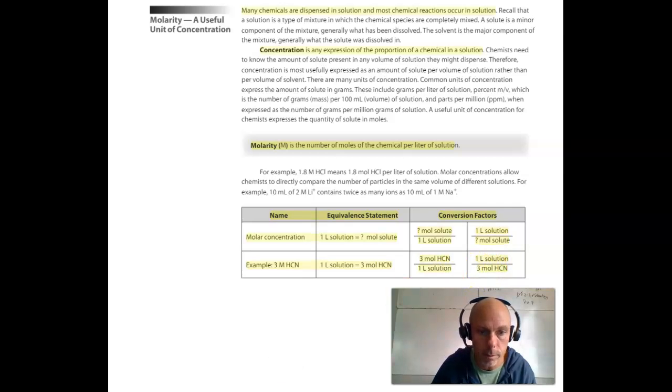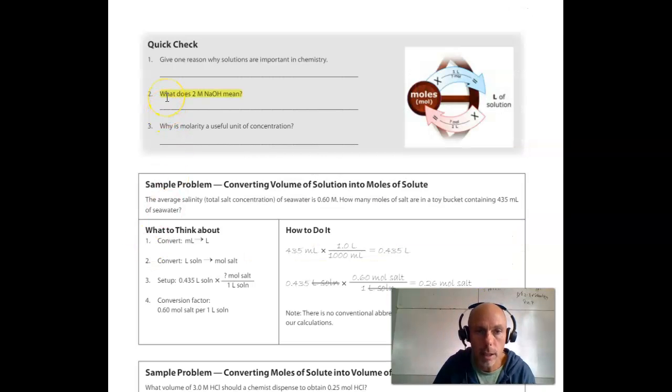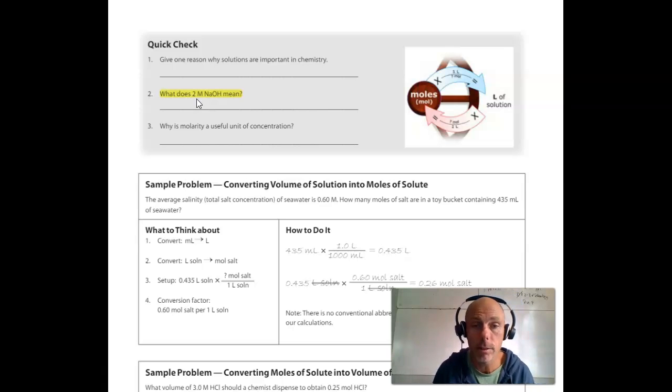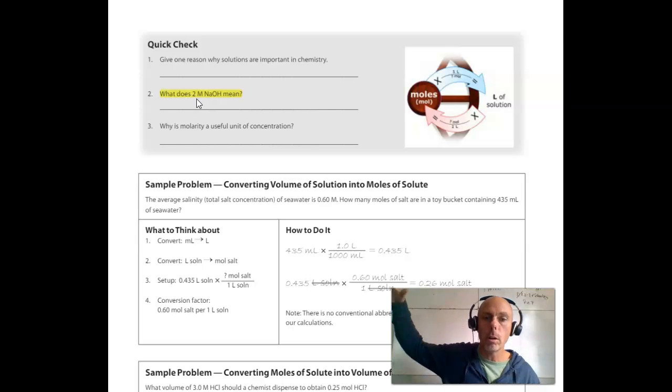So here we go. We're going to flip our page, and I'd recommend that you take a moment, pause the video, and ask yourself if you know what 2 molar NaOH, 2 molar sodium hydroxide, means. One thing I may have failed to mention is that capital M stands for molarity, and it means moles per liter. So this means there's 2 moles of sodium hydroxide per 1 liter of solution. The solvent is typically going to be water. So we've got 2 moles of sodium hydroxide in a total volume of 1 liter.